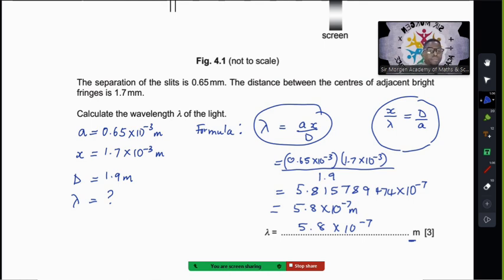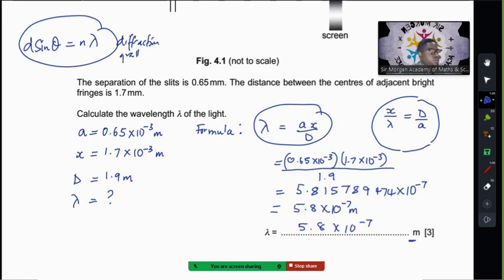I know there's the other formula where we use d sine theta is equal to n lambda. Normally we use this one if you are given the angle, mostly in diffraction gratings, not in interference. It's okay to use it here, it's still fine, but that's if you are given all the parameters. But in most cases we use lambda is equal to ax over D. The other one is usually used when you're dealing with the diffraction grating.